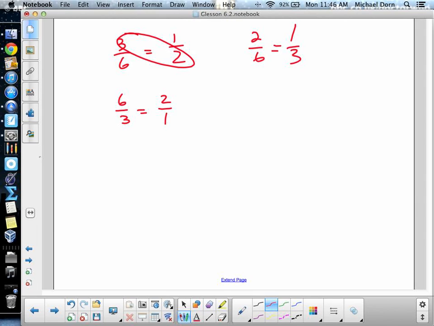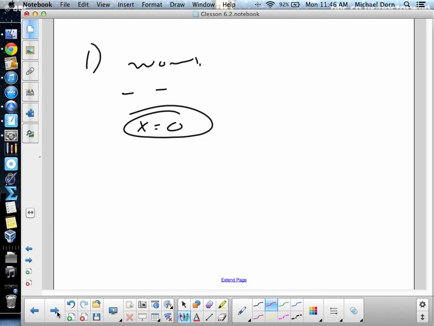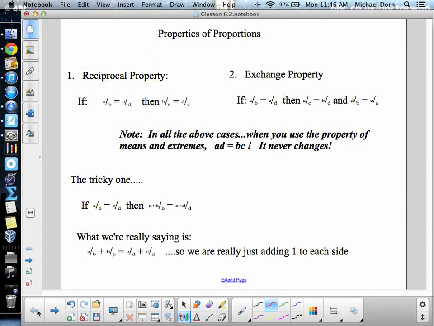I could flip things along either diagonal. I could flip both entire fractions. I can do whatever I need to do with proportions. These are the properties of proportions. The one that's always tricky is this one. If A over B equals C over D, then A plus B over B equals C plus D over D. That's the tricky one.